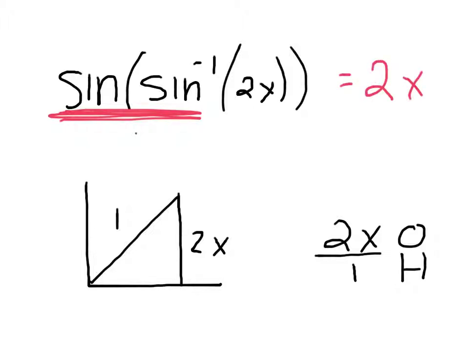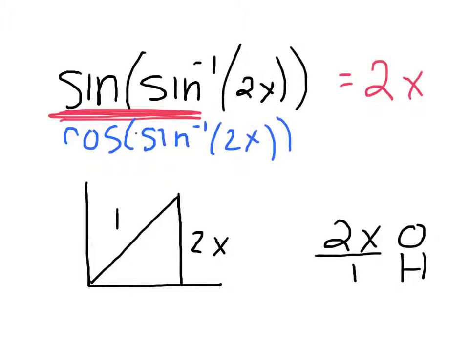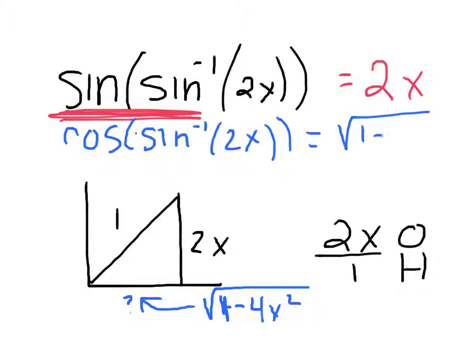But if I had to do something fancy, like find the cosine of the angle whose sine is 2x, then I would actually need to draw the triangle and figure out how long this side is. And this side, if you bust out Pythagorean's theorem, is going to be the square root of 1 minus 4x squared, which again is not 1 minus 2x. You can't do that kind of thing. And so the cosine would be the square root of 1 minus 4x squared over 1.